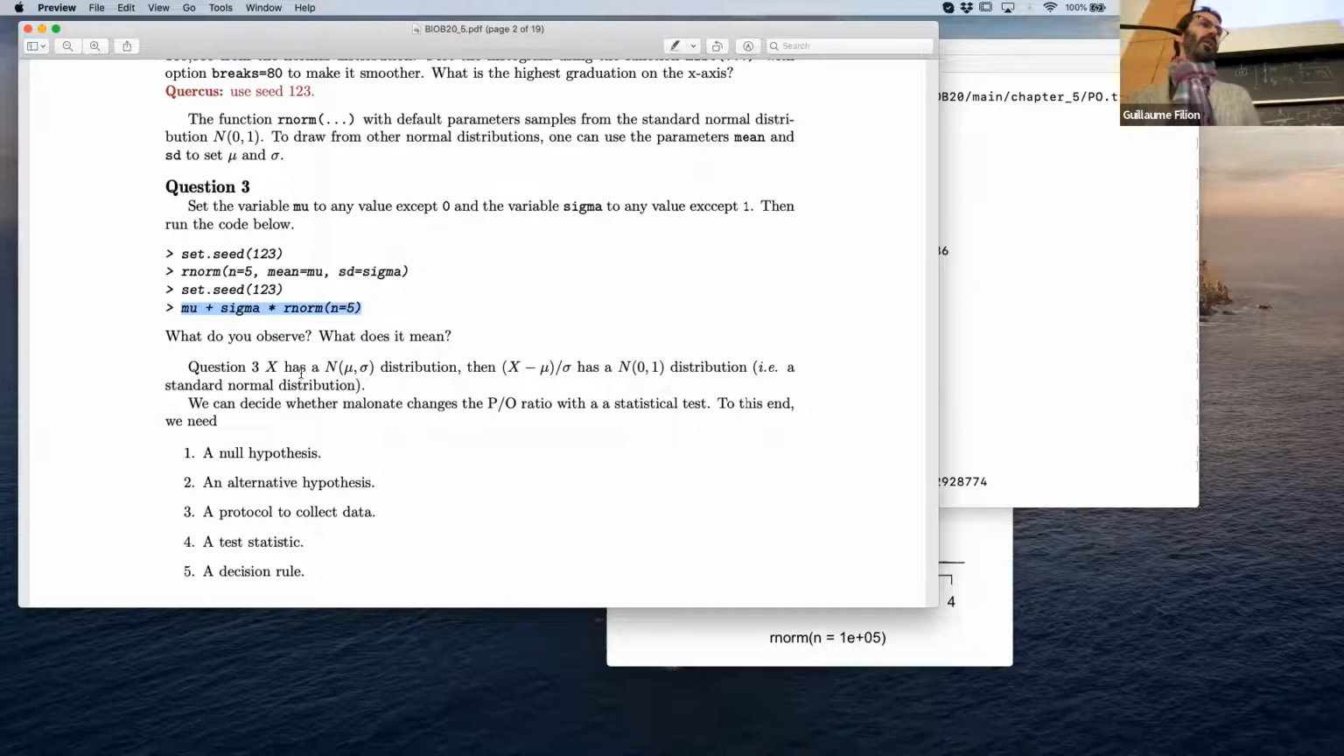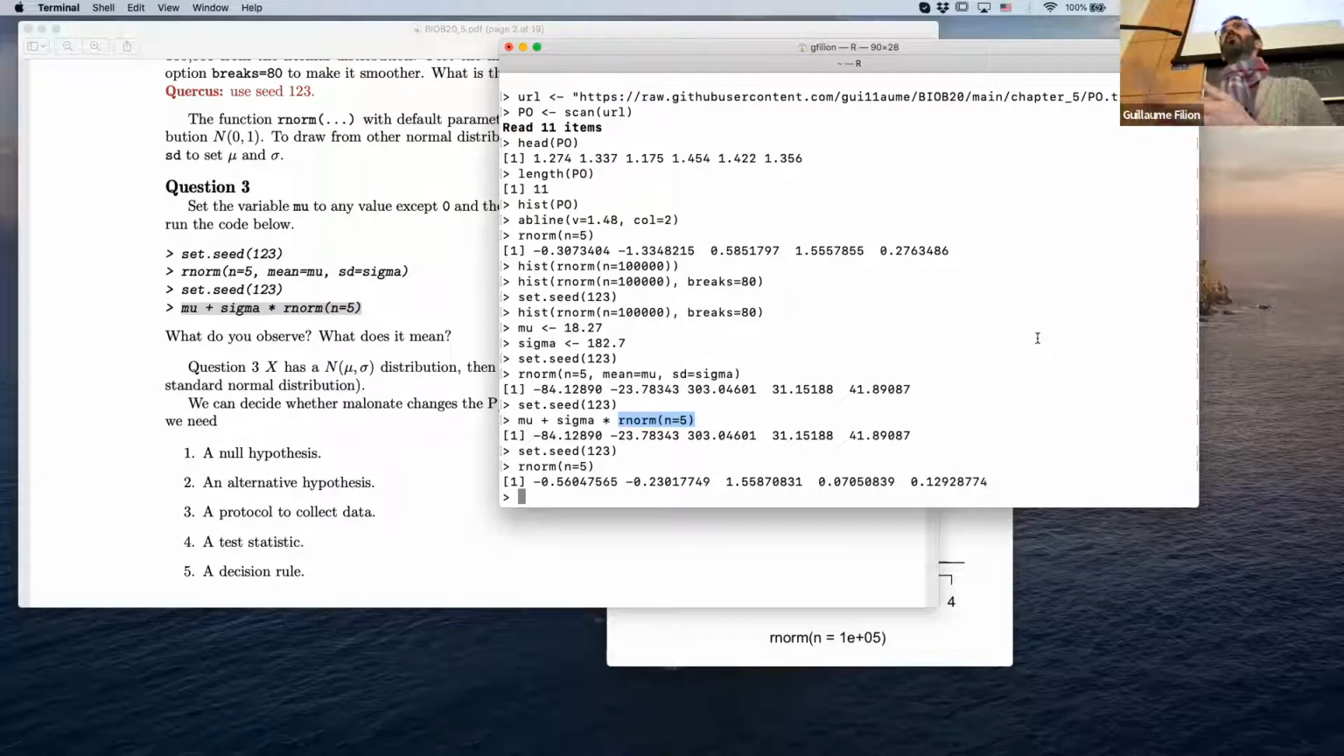So in question 3, x has an N(mu, sigma) distribution. If x has an N(mu, sigma) distribution, then (x minus mu) divided by sigma has an N(0, 1) distribution. That is to say, it's a normal distribution. So we can do the forward process, but we can also do the reverse process. If when I multiply by sigma and add mu, I transform an N(0, 1) into an N(mu, sigma), then when I subtract mu and divide by sigma, I transform an N(mu, sigma) into an N(0, 1). Either you do a multiplication and addition, or a subtraction and division. You just invert the process.